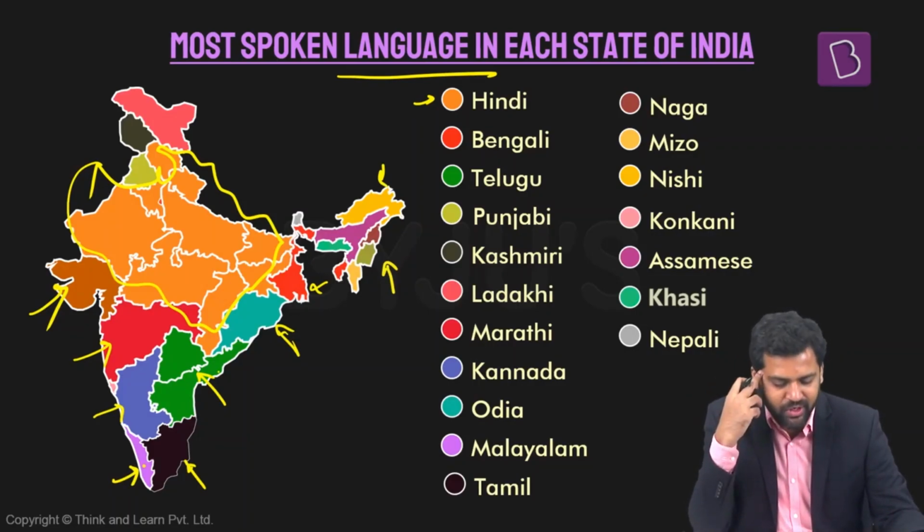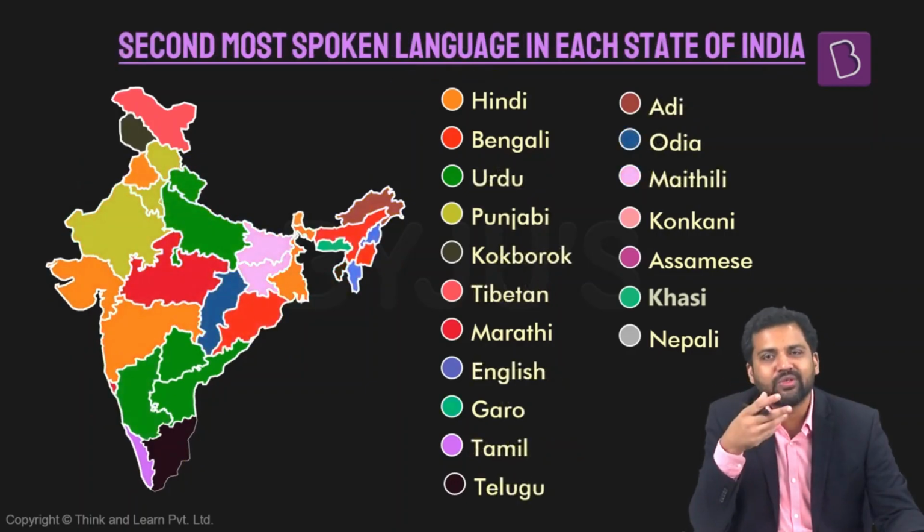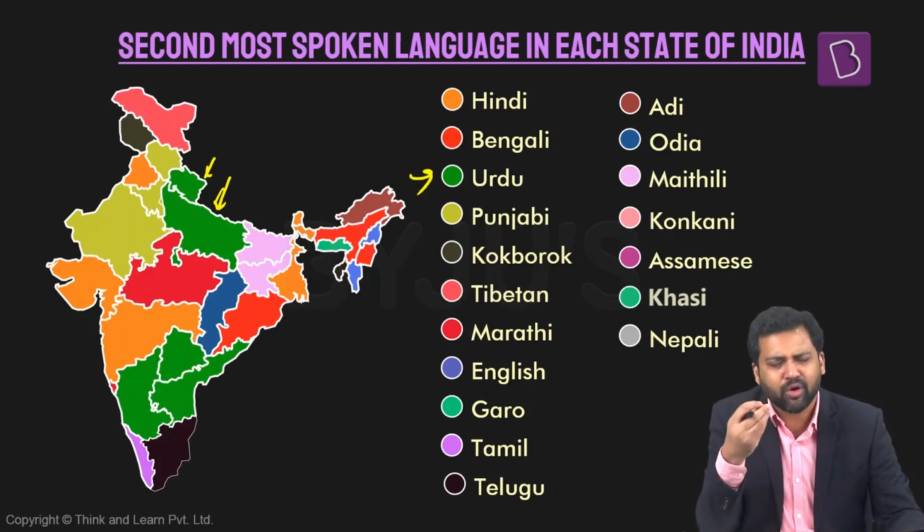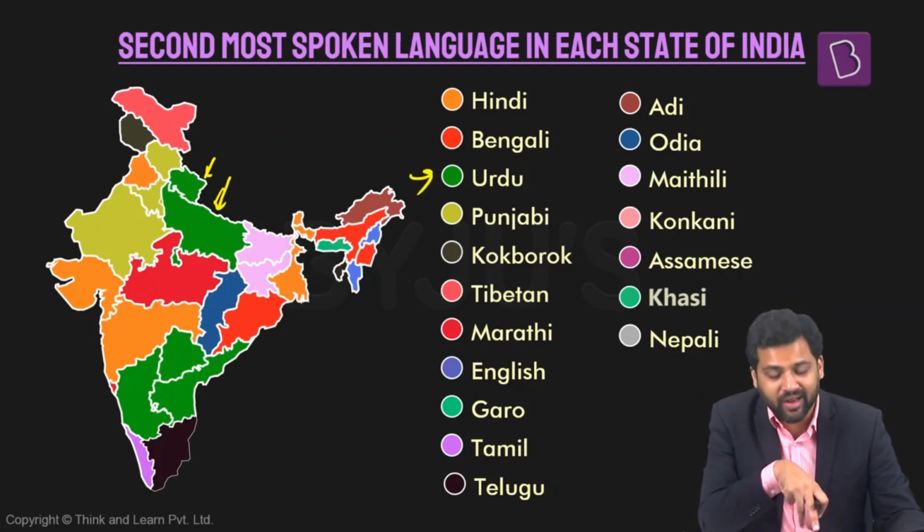Now let's add a twist to it. Let's see which is the second most commonly spoken language in each of these states. Now the color changes drastically, see how it looks. Look at this dark green color, maybe Urdu. So Urdu is the second most commonly spoken language in Uttarakhand, Uttar Pradesh, Karnataka, Telangana, as well as Andhra Pradesh.